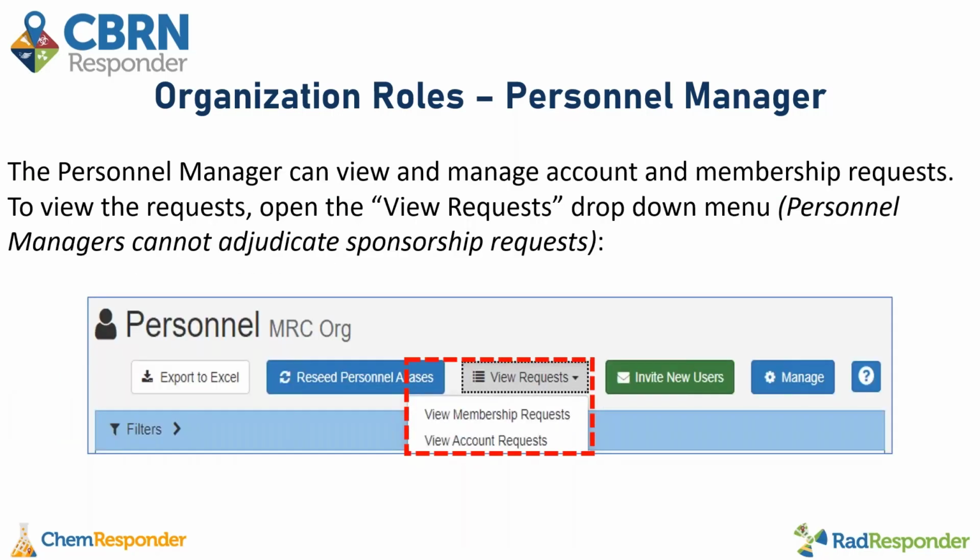So now I'll go through the buttons a little bit more in depth. As the personnel manager, if you click that View Request button, you will see two options: View Membership Requests and View Account Requests. As I said earlier, the admin is the only one who can adjudicate the sponsorship requests. So the personnel manager and planner will not see that sponsorship request option in the dropdown, but the administrator will.